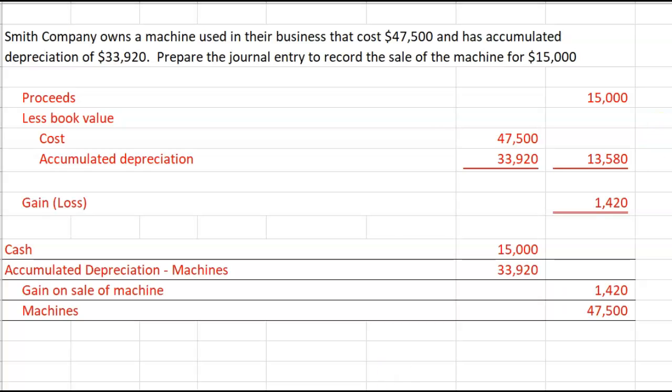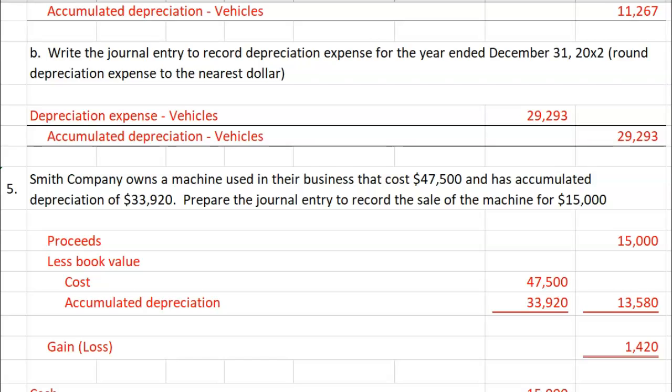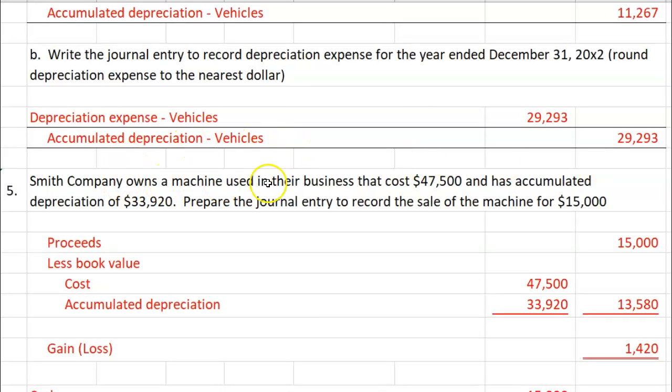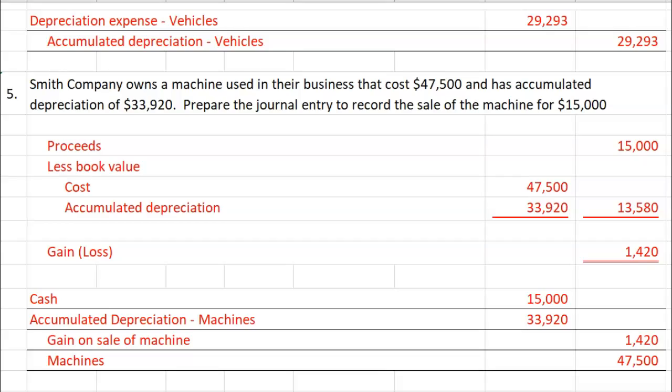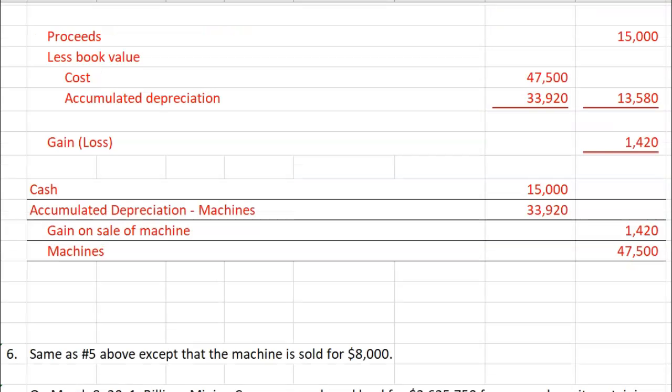Okay, let's go on. Question 6 says, use the same facts as number 5 above, except the machine is sold for only $8,000. So we still have a machine that cost us $47,500 and has accumulated depreciation of $33,920, but the machine was sold for $8,000. Go ahead and do your calculations to calculate the gain or loss, and then write the journal entry for the sale of that machine.